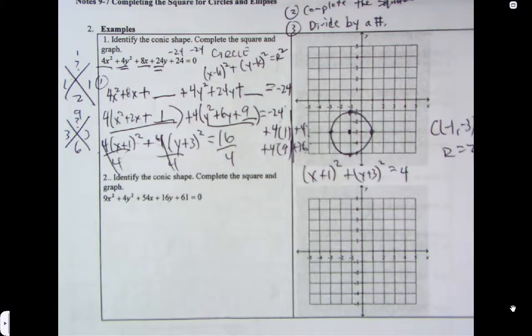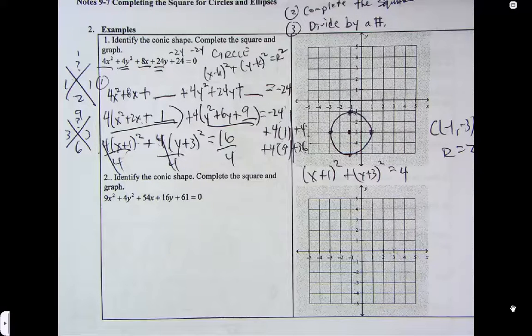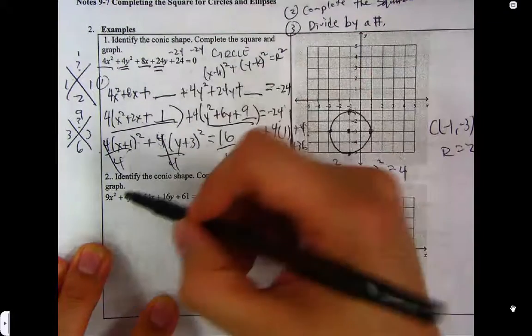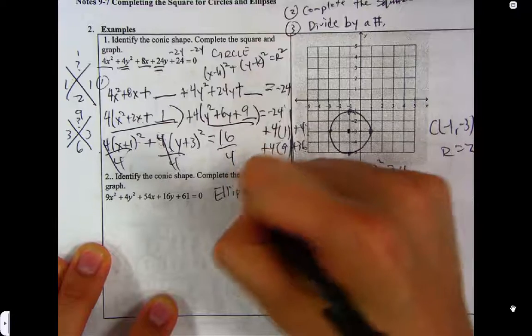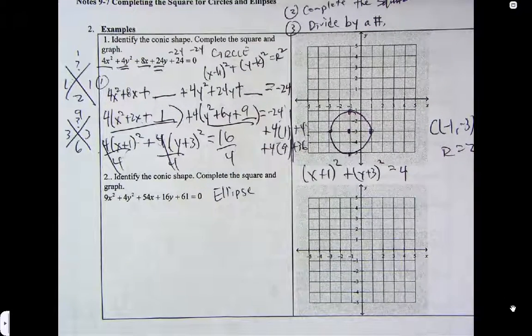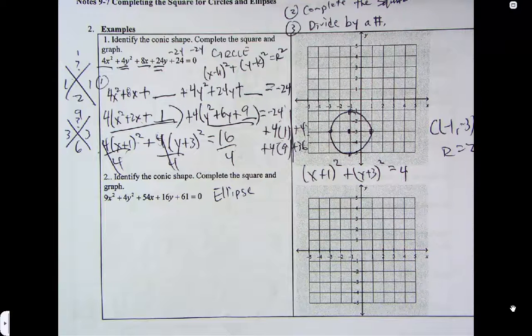That's a lot. Alright, I'm going to show you one more, but this is a different shape. Number 2, what shape is this? Ellipse. How do you know? Different numbers, same sign. So ellipse. So just in your head, when you write the equation for an ellipse, it's going to be fractions. In the middle is going to be plus. Equal to what? 1. Okay? So do the same steps.